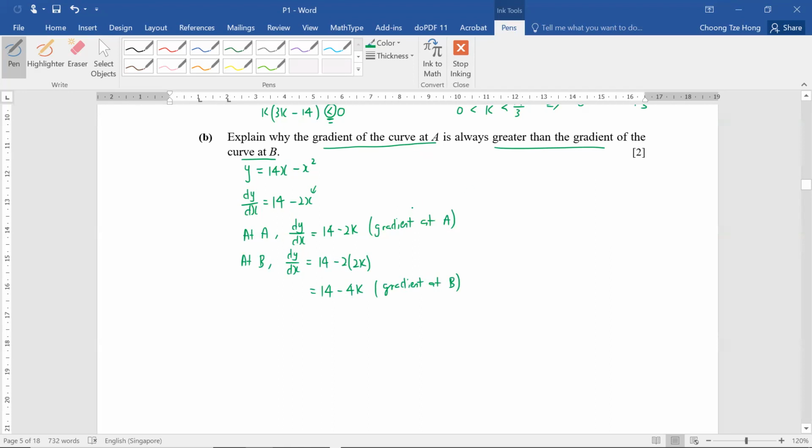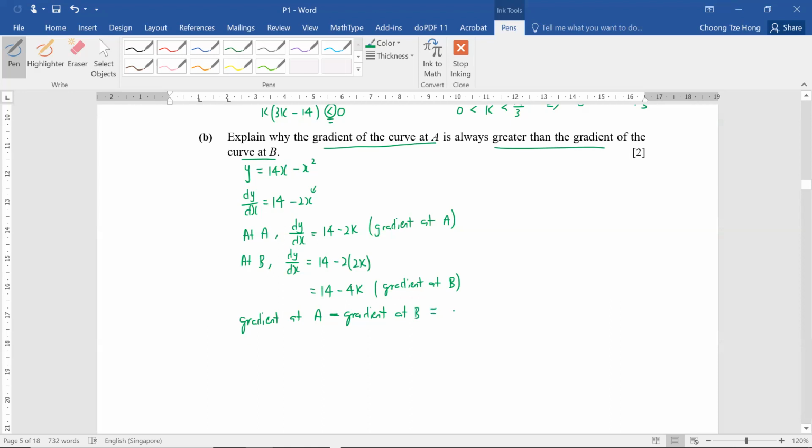So basically what I'm going to do is take gradient at A minus gradient at B. If I get a positive answer, it shows that the gradient at A is greater than the gradient at B. Agree or not? If I take the first number minus the second number and I get a positive answer, it means that the first number is greater. So that's what we're going to do. The difficulty in this question is you need to think how to present your working clearly. So gradient at A minus gradient at B.